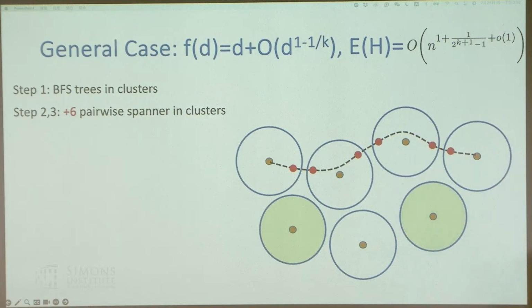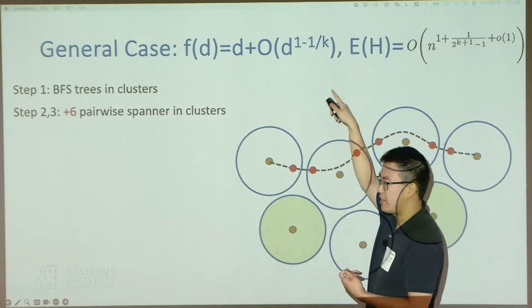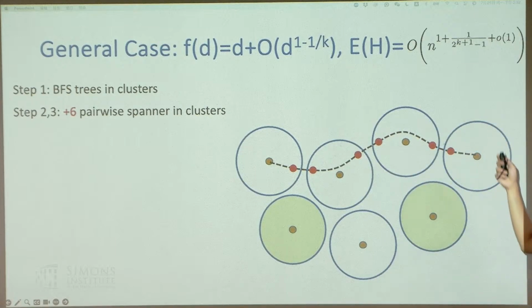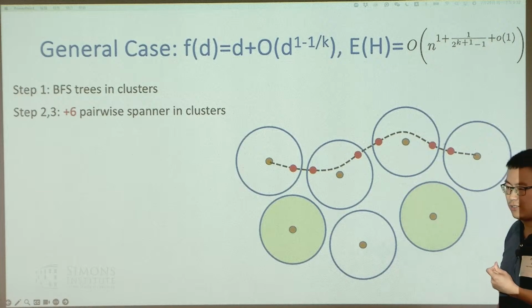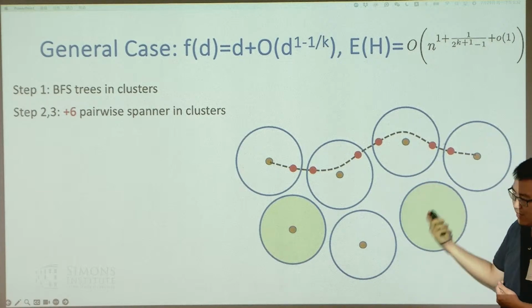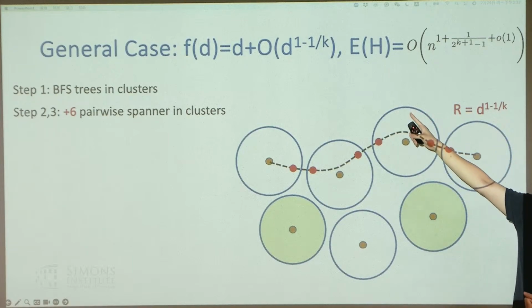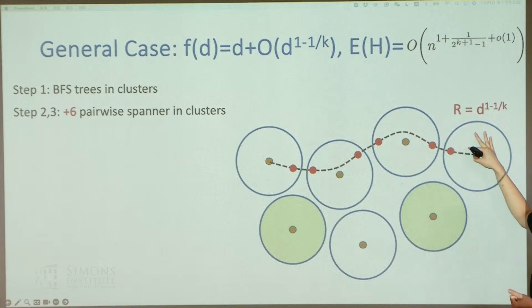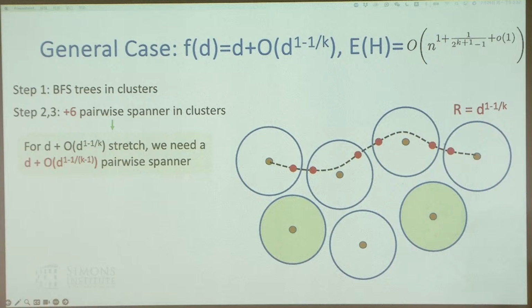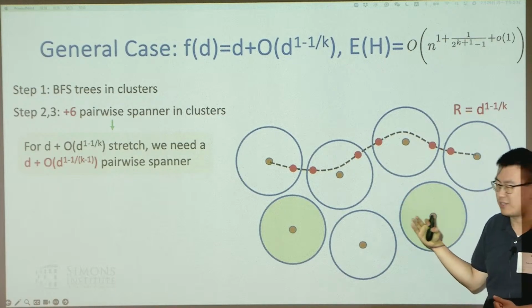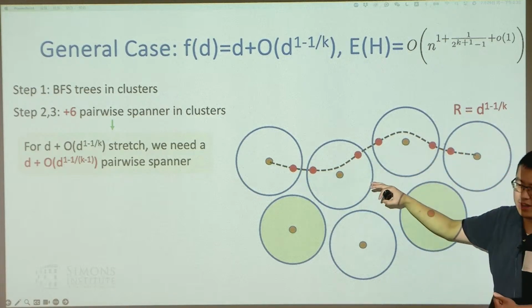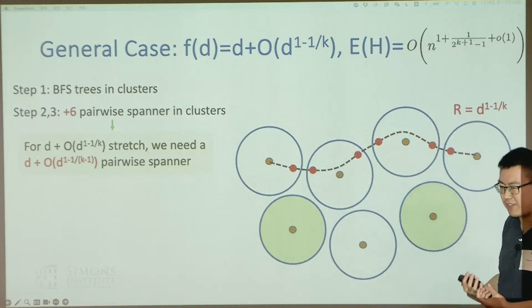For the general case, our general stretch is 1 minus 1 over k in the exponent, and the bound is like 1 plus 1 over 2 to the k plus 1 minus 1. So we still do these clusterings and plant a spanning tree in each of the clusters. But right now, the radius is different. The radius is always set to be the error, because whatever happens within this radius is accepted. So we still make the simplifying assumption that every pair we want to handle goes through the minimum number of clusters it should.